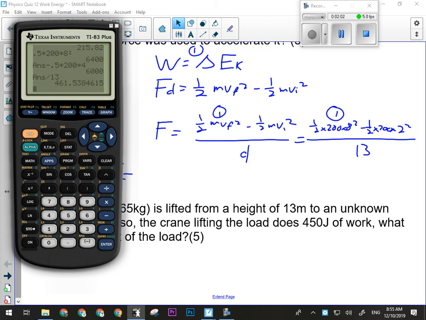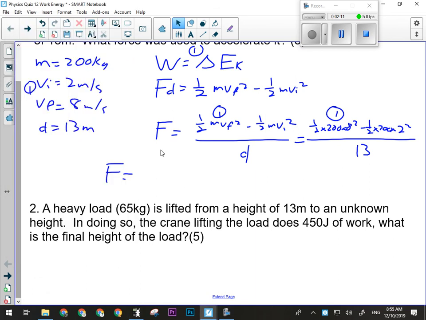So there's our force, but how many significant digits do we have? 1. So this is going to end up being 5 times 10 to the 2 newtons.